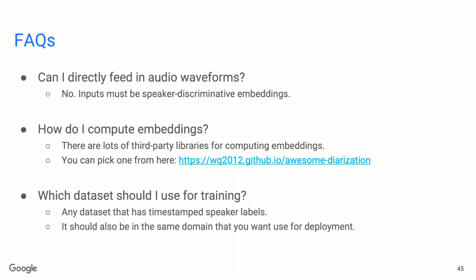Okay, since lots of people ask us questions by sending us emails or filing issues on GitHub, here I want to answer some of them in this video. First, some people ask, can I directly feed in audio waveforms into the UIS-RNN library? The answer is no. The inputs to both training and inference must be speaker discriminative embeddings, such as D-vector.